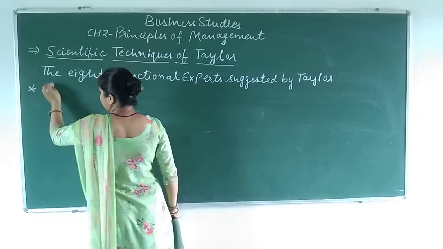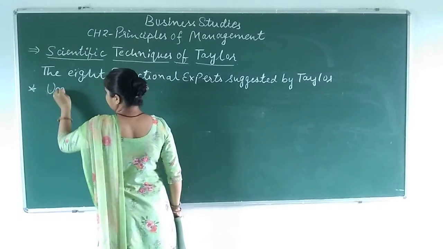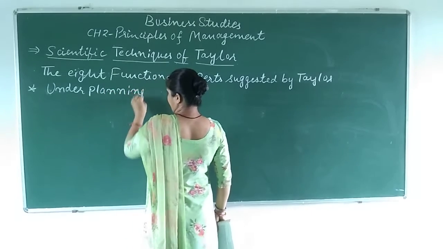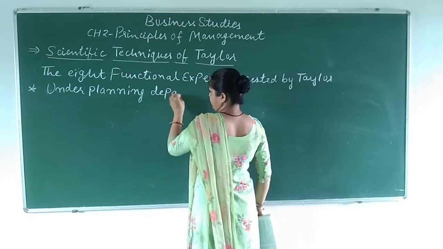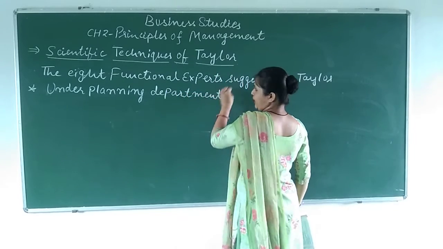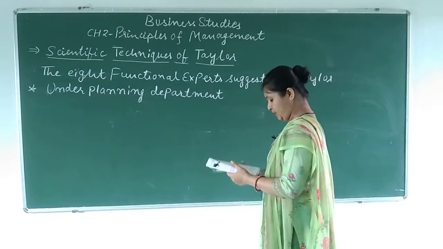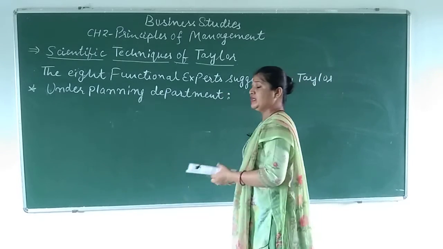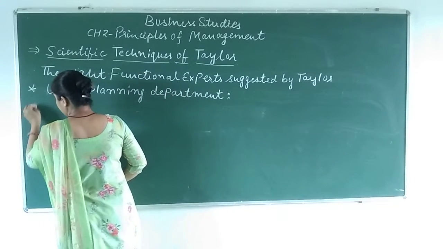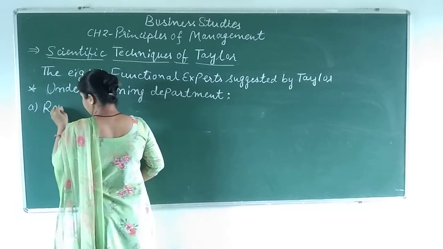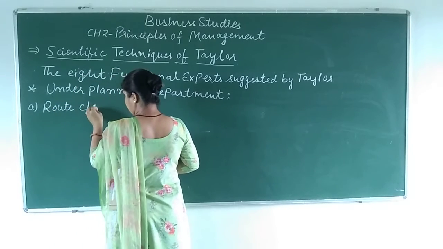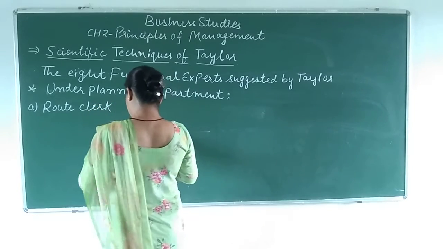Under planning department there are 4 experts, right. So the first expert is route clerk, R-O-U-T-E, clerk, C-L-E-R-K, clerk.